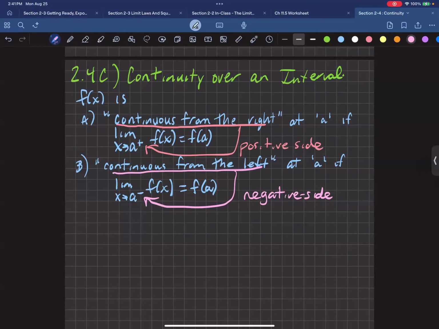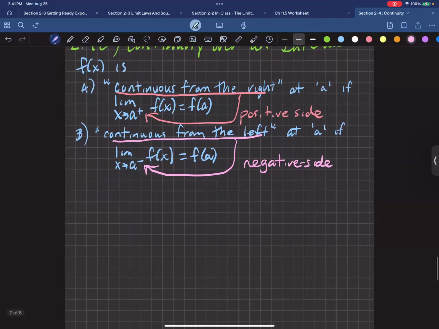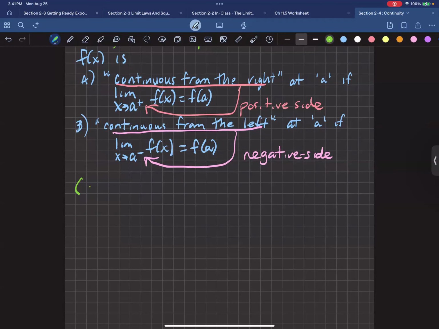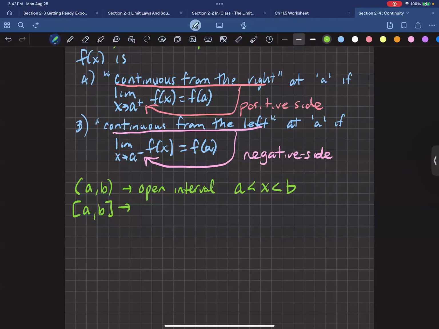Okay, so some more things to know real quick. This (a, b) is called an open interval. It looks like a point, which is annoying. This is a is less than x less than b. And then if I have bracket a, bracket b, this is called a closed interval, and it has the included values.